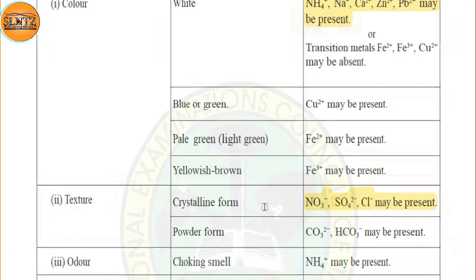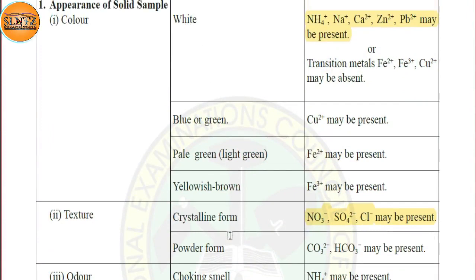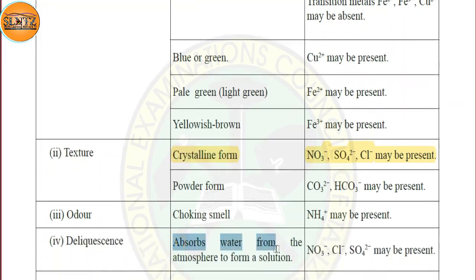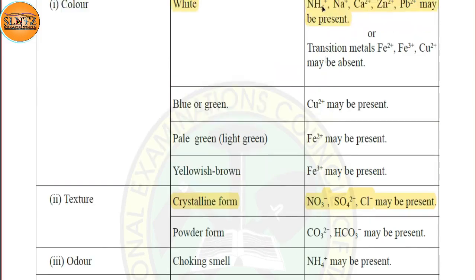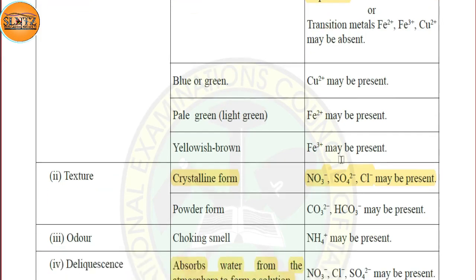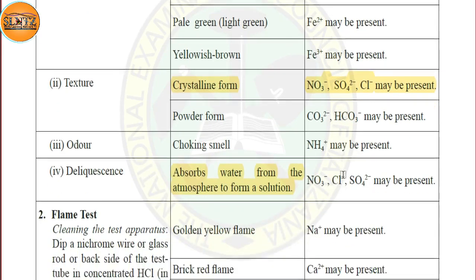And if your sample absorbs water, you have to write that the appearance is white crystalline form, and then join this with absorbs water from the atmosphere to form a solution. When you join the inference, you have to write nitrate, sulfate, or chloride of ammonium, sodium, calcium, zinc may be present. That is how to write your appearance. I think you will see on the whole report how to write it clearly.